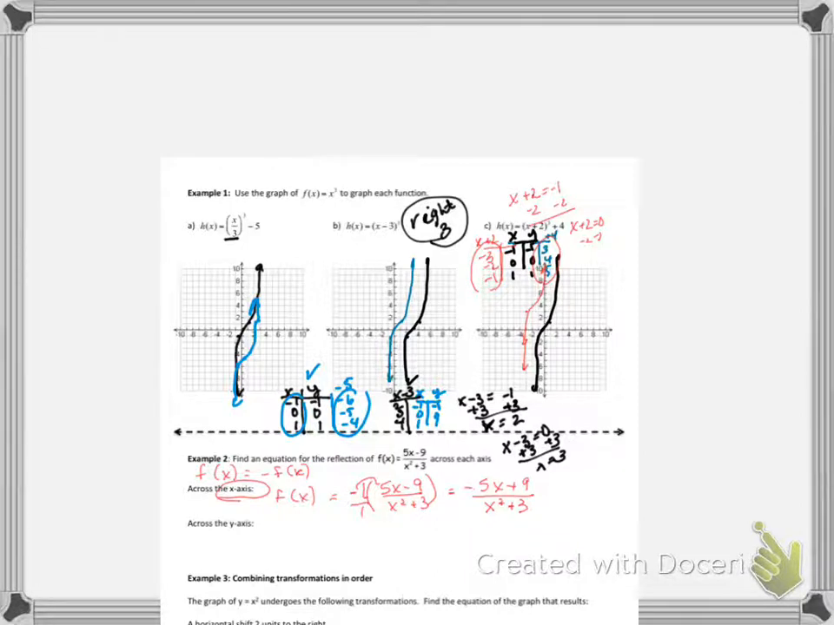When you are flipping it over the y-axis, you actually have to plug a -x in for every x. So that looks like this. And that's kind of like what we were doing with odd and even, so you should be kind of familiar with it. And then you simplify. So this will give you -5x minus 9, and then this is going to give us x squared plus 3. There's no testing whether it's odd or even, this is what a reflection over the y-axis would be.